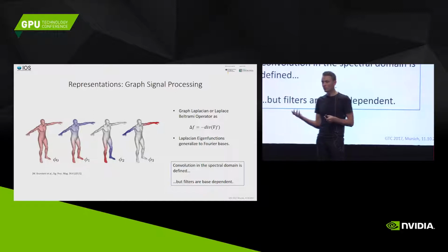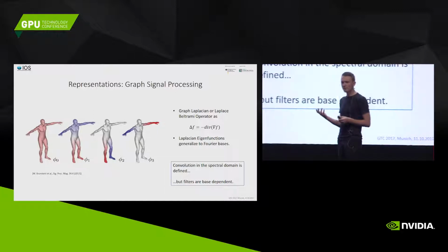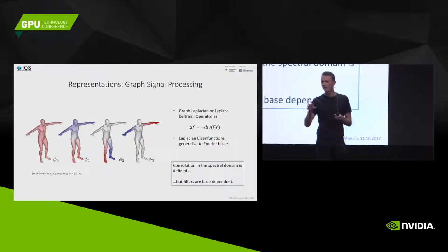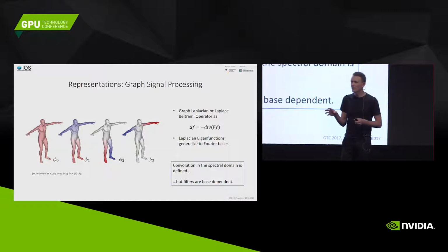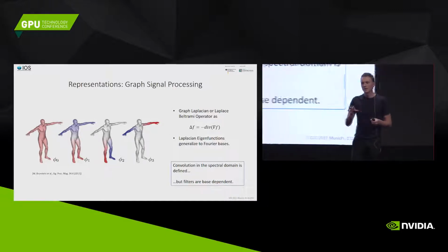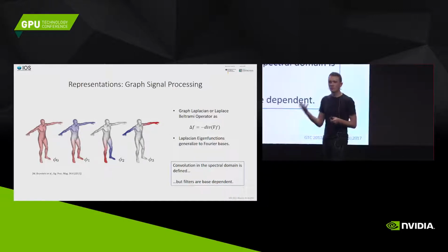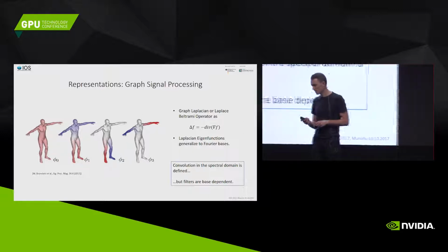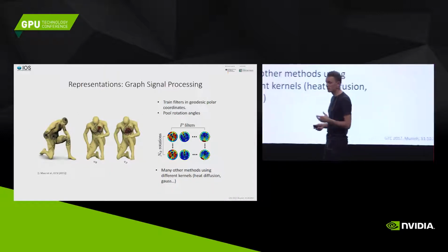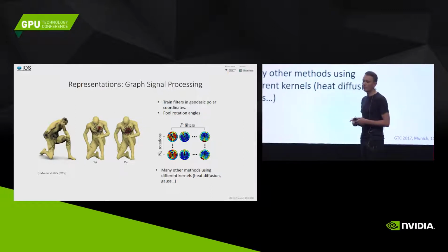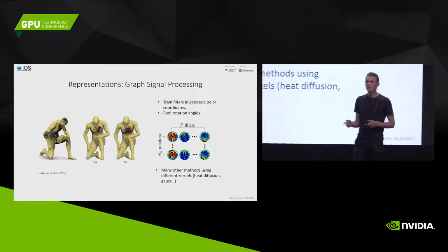This has been known for many years, but the problem is that if you train convolutional filters on these eigenfunctions of your Laplacian, then they are base dependent. You can train them on one surface, but if you try to apply them to another surface, that won't work because they are base dependent. So there is a multitude of work, and here is one by Masci et al., that tries to localize and make this base independent.